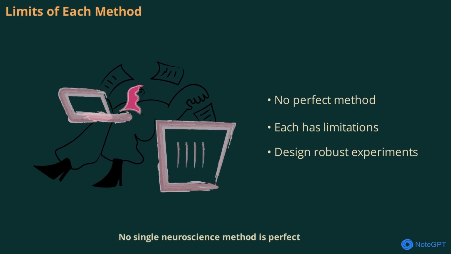No single neuroscience method is perfect. EEG struggles with spatial localization, fMRI is slow and correlational, and TMS is limited in reach and precision. Recognizing these limitations is essential for designing robust experiments and interpreting results accurately.